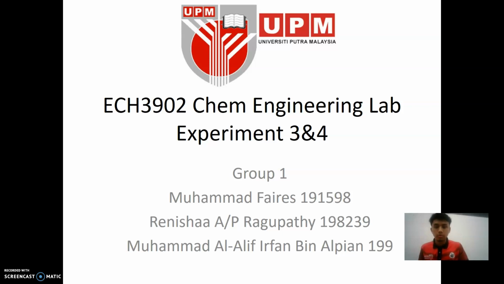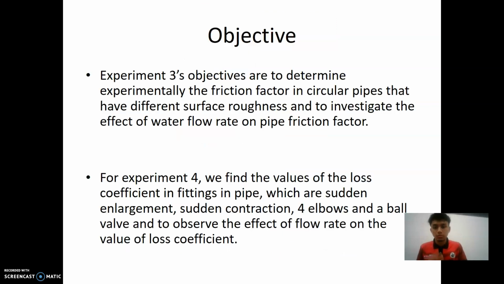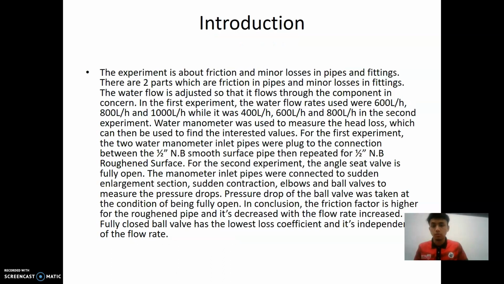We conducted experiment 3 and 4 last week. So, I'm going to briefly explain the objective of this experiment. Experiment 3 is to determine the friction factor in the pipes that have different surfaces, whether rough or smooth. And for experiment 4, we are going to determine the value of loss coefficient in fittings. We also want to observe the effect of flow rate on the value of loss coefficient and also the head loss. So this is the introduction.